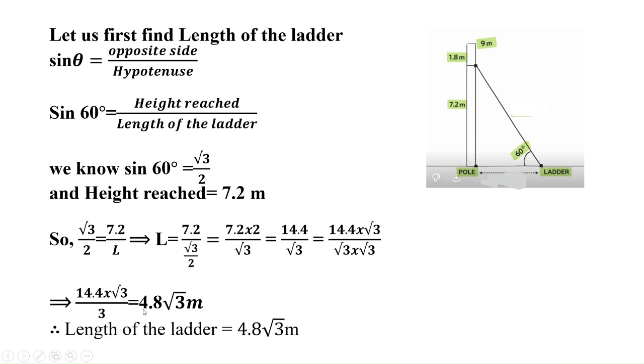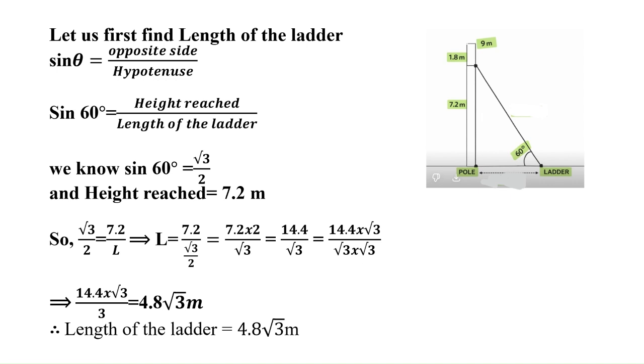That is nothing but 4.8 root 3 meters. Okay. So the length of the ladder is nothing but 4.8 root 3 meters. Right. So coming back to the point, we are able to find the hypotenuse of that particular right angle triangle, which is nothing but the length of the ladder. It is equal to 4.8 root 3 meters.